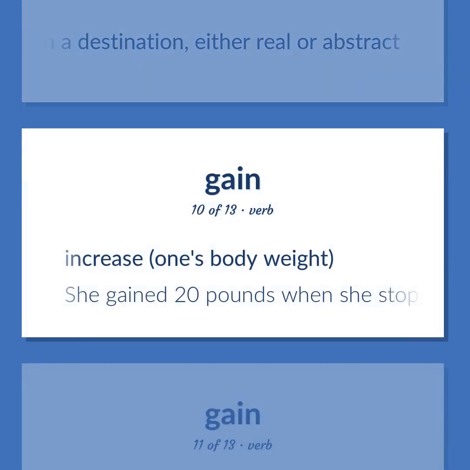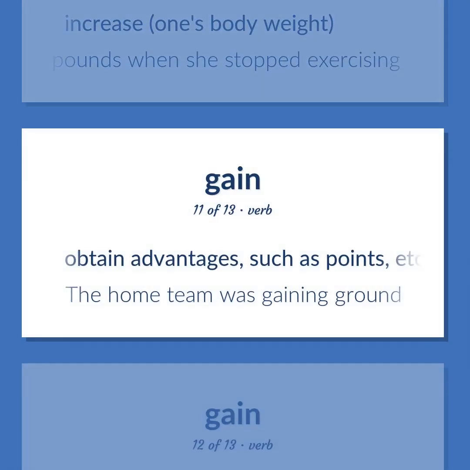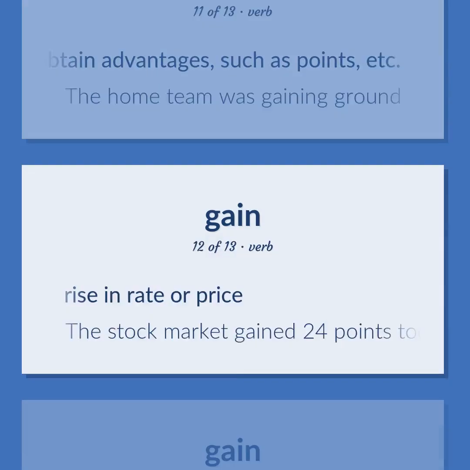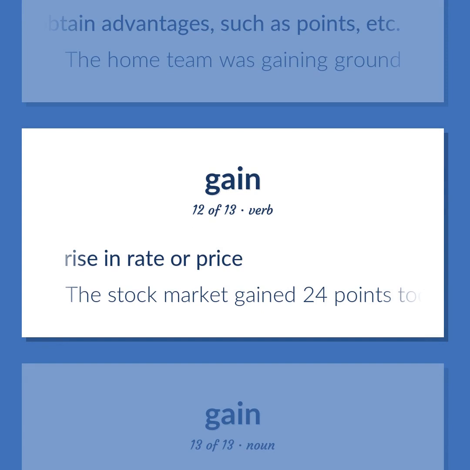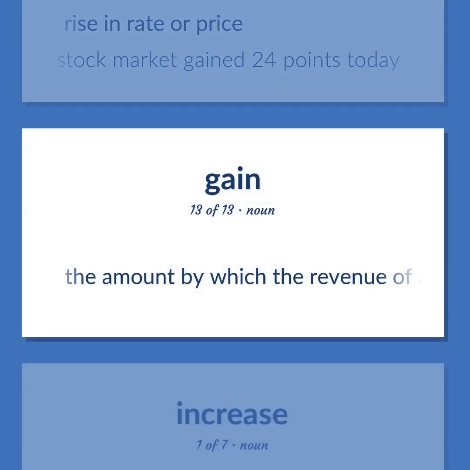Increase one's body weight. She gained 20 pounds when she stopped exercising. Obtain advantages, such as points, etc. The home team was gaining ground. Rise in rate or price. The stock market gained 24 points today. The amount by which the revenue of a business exceeds its cost of operating.